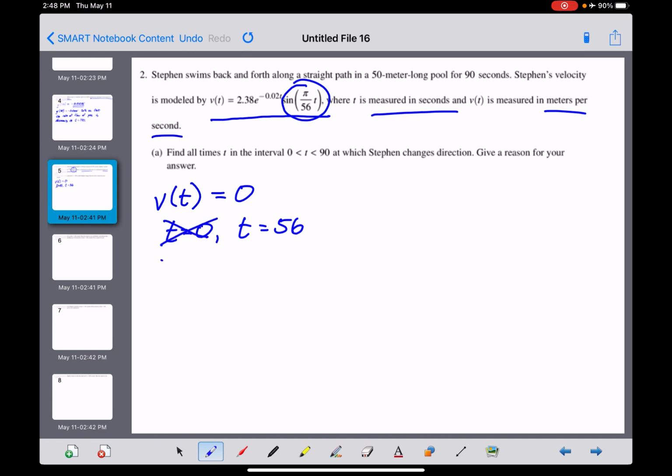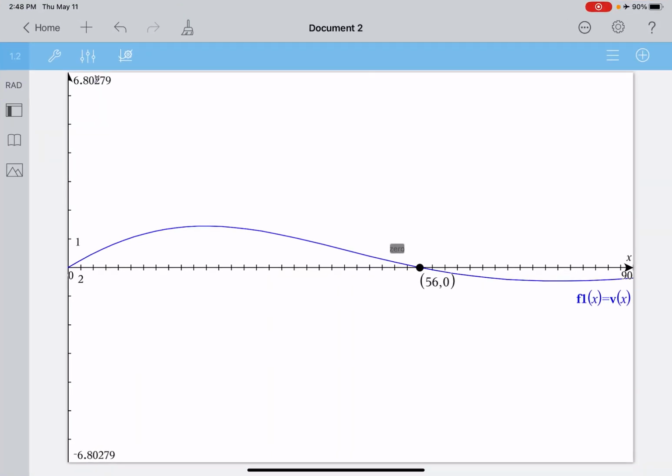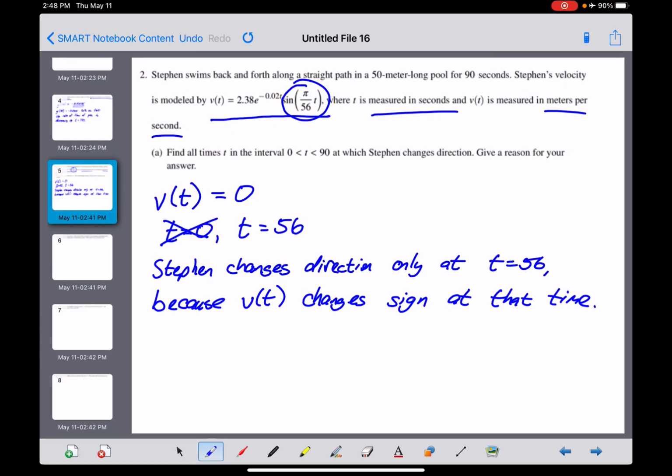So we could say right here that Steven changes direction only at t equals 56, and the reason why would be because v of t changes sign at that time. And if we wanted to be specific, we could say that velocity changed sign from positive to negative there, but that's really not necessary. Even if it changed from negative to positive, that would still justify a change in his direction. So, looks like that's all we had to do then for part A.